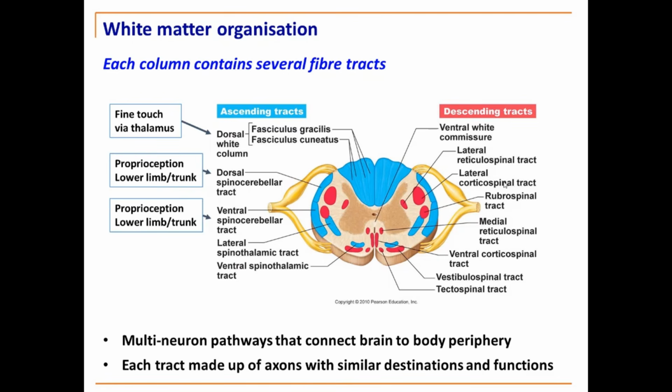You've got the spinocerebellar tracts, and as you might expect, they provide proprioceptive information, in these cases from the lower limb and the trunk. They go up to the cerebellum and give that proprioceptive information to tell where my joints are in space, and how I can perform coordinated movements, because now I know where my joints are in space. You've got the lateral spinothalamic tract, which is involved in pain and temperature sensation. And you've got the ventral spinothalamic tract, which is to do with crude touch as opposed to fine touch.